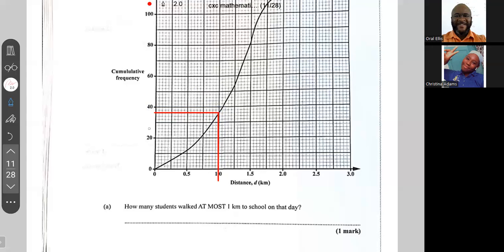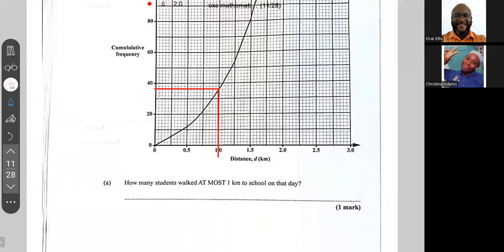So looking at this, each minor division is representing 2 students. So this is 30, 32, 34, this is 36. So this is telling me that the 36th student walked 1 kilometer to school. Everybody above him walked more than 1 kilometer. Everybody below him walked less than 1 kilometer. So how many students walked at most 1 kilometer? That means 1 kilometer or less. The answer is 36 students.